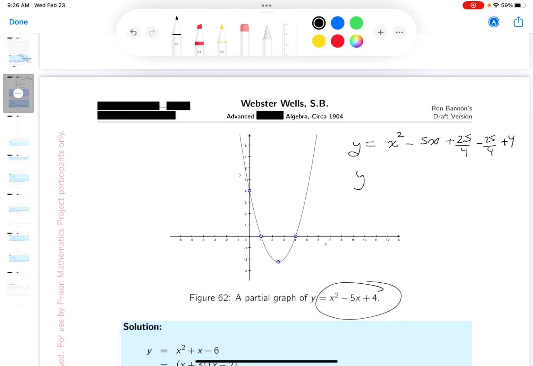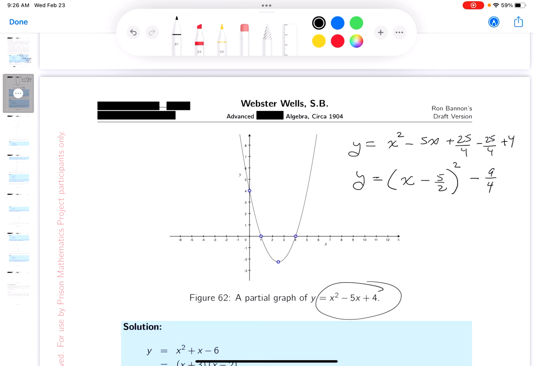Now, why do they do that? They do that because then they see a perfect square, and that perfect square is going to be what? X, let's be careful here, minus 5 halves, squared. And then what do you get there? Well, let's take a look at it. Minus 25 quarters plus 4 is minus 9 quarters.